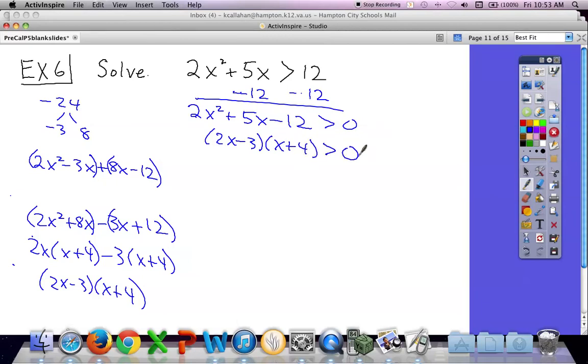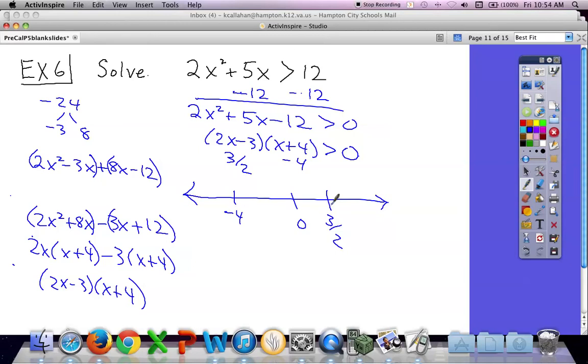Right, now we need to find the critical numbers. Where do these factors change sign? This one's easy, negative 4. Right. What's the critical number for 2x minus 3? The 0. 3 halves. So if I looked at it like on a number line, which you don't have to, but if you do, that's fine. We know that these factors only change sign at negative 4 and 3 halves.